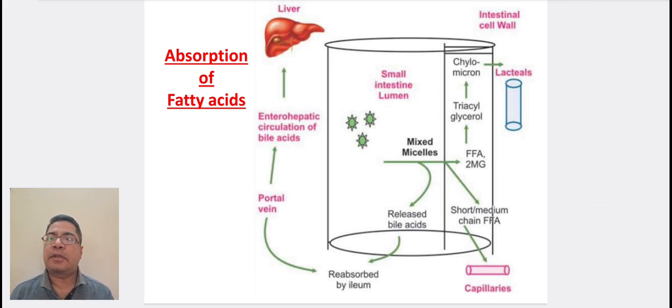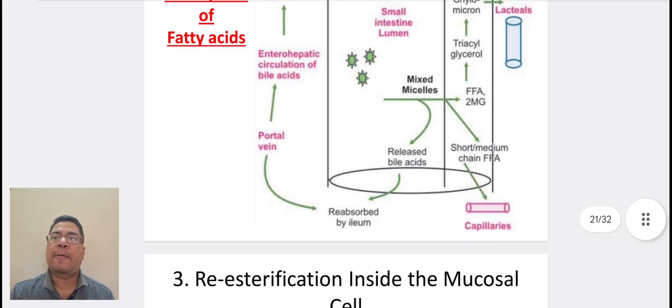Absorption of fatty acids. In this diagram, we can see that mixed micelles are broken into three parts. The first part forms free fatty acids and 2-monoacylglycerol, which is converted into triacylglycerol, then into chylomicron, which enters the lacteals. The second part is short or medium chain free fatty acids, which enter the capillaries. The third part is bile acids, which are reabsorbed by the ileum, enter the portal vein and then the liver.